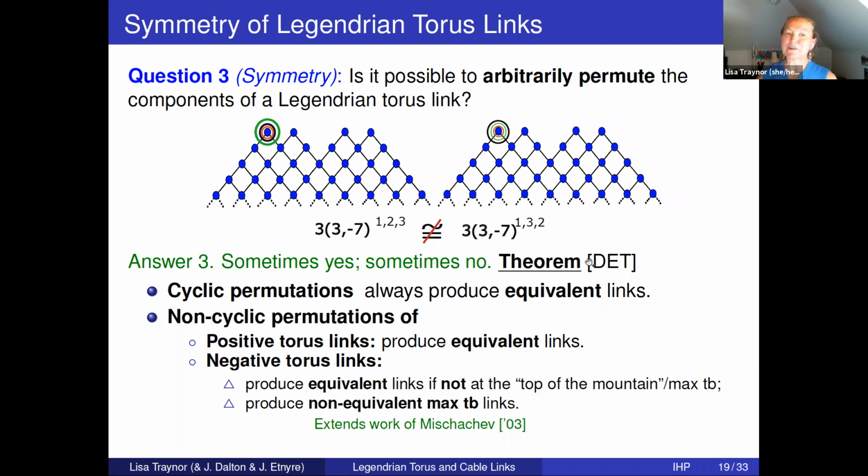But if you're at the top of the mountain peak, then if you choose that mountain but you max TB, you'll produce non-equivalent max TB ones, so non-cyclic ones. So you can do cyclic, but not non-cyclic. And this is extending some work of Mishachev.